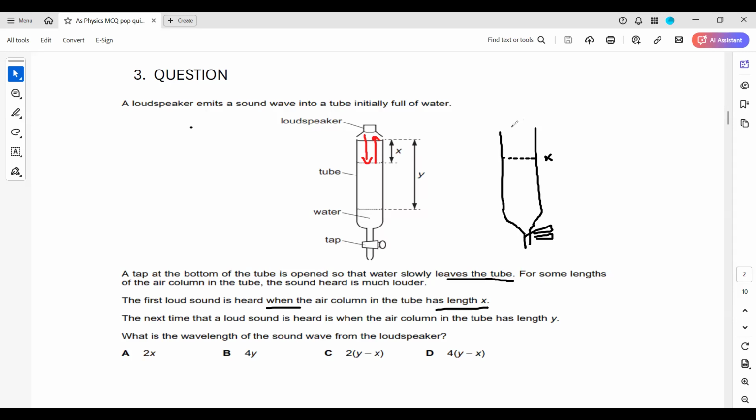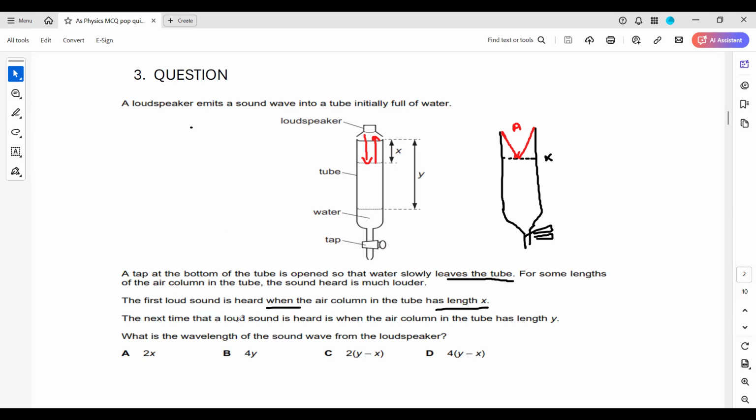So when we heard the first loud sound, it means this is the first harmonic. We will have an antinode at the open end and a node at the closed end. So this will be the pattern, like this. This is the first pattern.